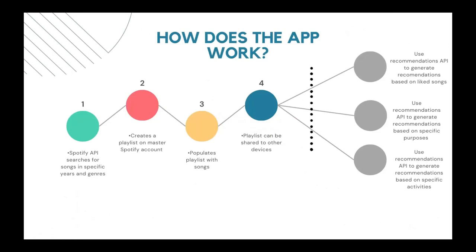So how does the app work? It simply looks at the Spotify API, searching for a specific year and genre, creates a playlist on a master Spotify account, populates the playlist with songs, and the playlist can be shared to other devices. The bits at the end are stuff we'd like to include, because they do have some really cool recommendation features.